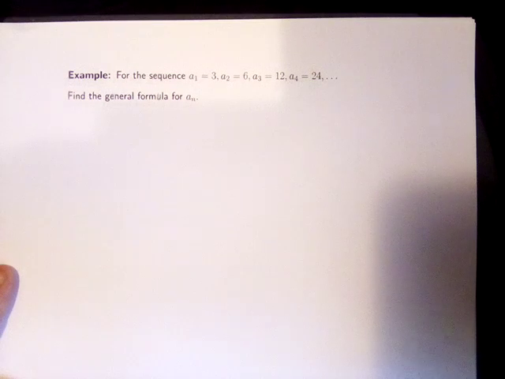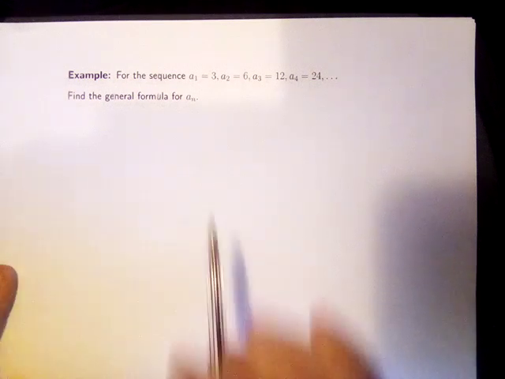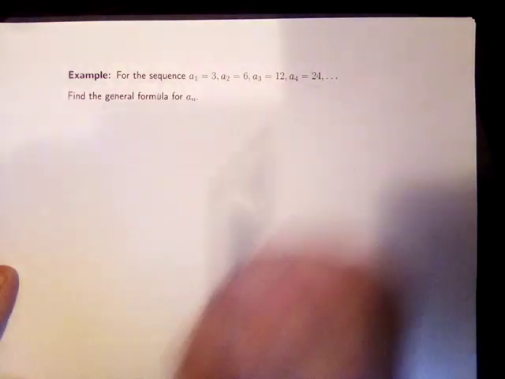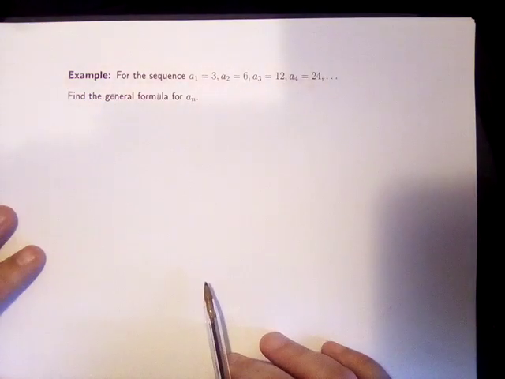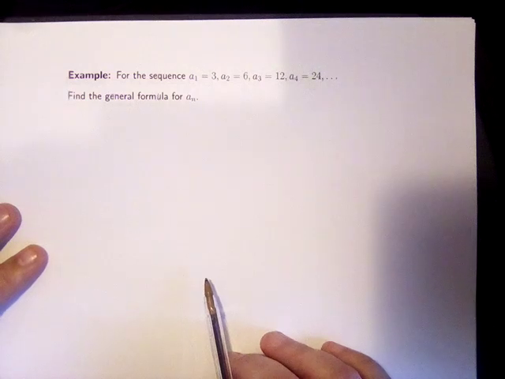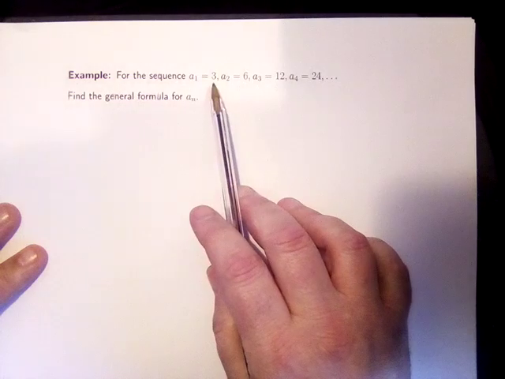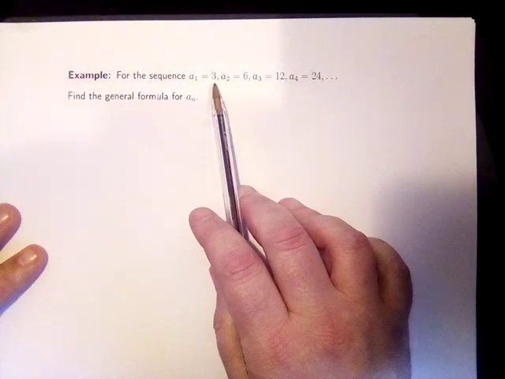In this video, I am looking at this sequence of numbers, 3, 6, 12, 24, and so on, and I'd like to find the general formula for this sequence. And so the first thing I do is ask myself whether or not it's arithmetic. Are we going up by adding the same amount each time?